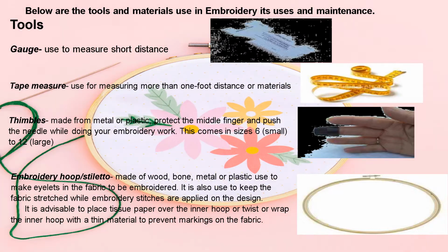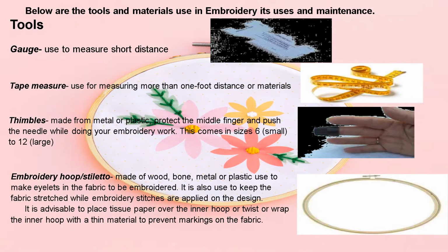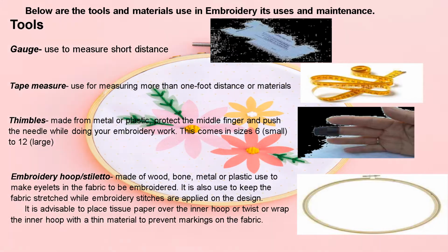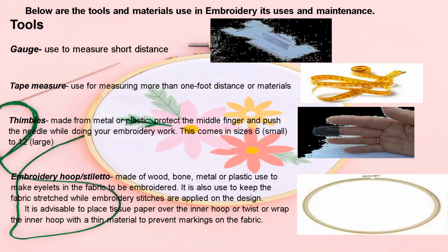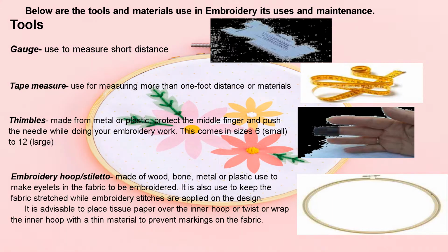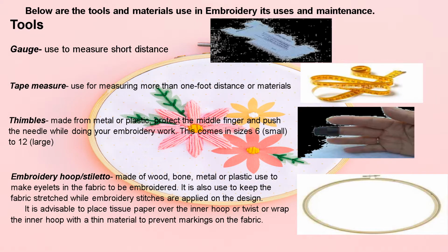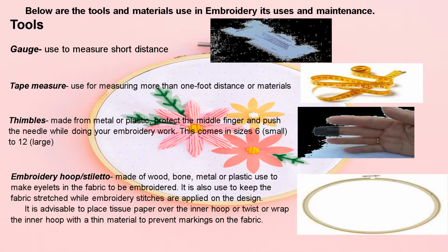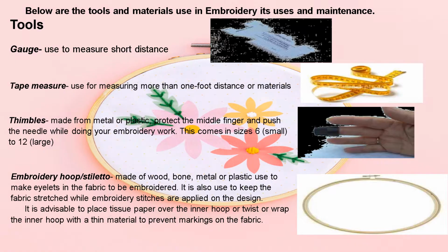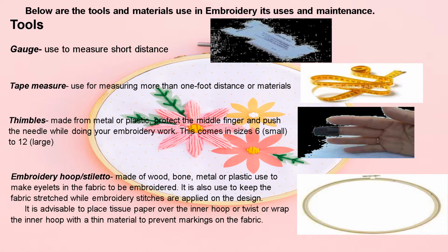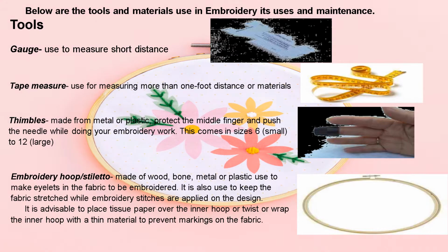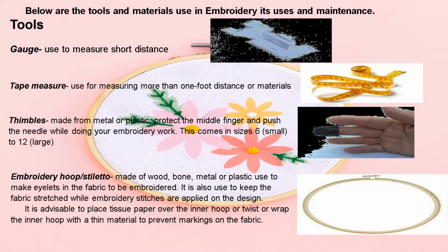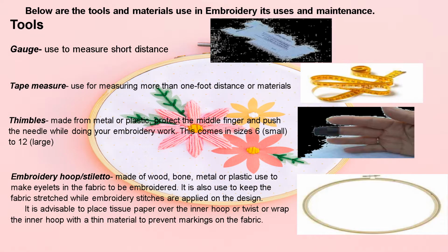Tools. The first tool we have is the gauge, used to measure short distance. Next, we have tape measure, used for measuring more than 1 foot distance or materials. Thimbles, made from metal or plastic, protect the middle finger and push the needle while doing your embroidery work. This comes in sizes 6 small to 12 large.